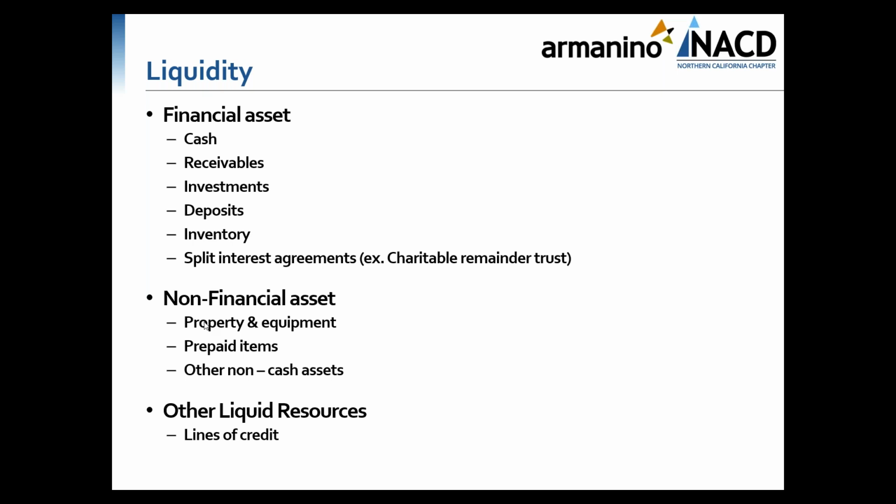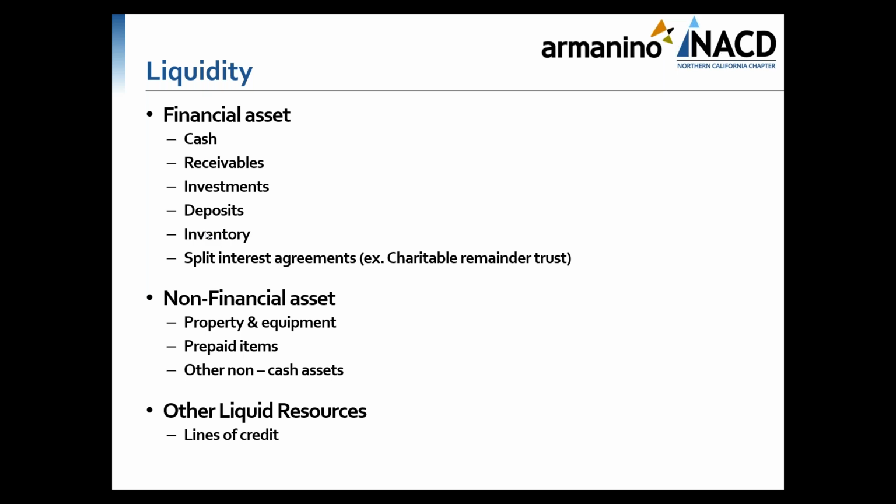So let's take a look at the next slide as we move out of that polling question, just to give you some more examples of what constitutes a financial asset for the purpose of this liquidity discussion. Basic things up here that you probably have thought of already and that we saw from the polling question: things like cash, receivables, which can be accounts receivable if your organization has vendor type relationships or earned revenue sources. They can also be contribution receivables. Investments definitely are financial assets. Deposits, depending upon what type of deposits they are.